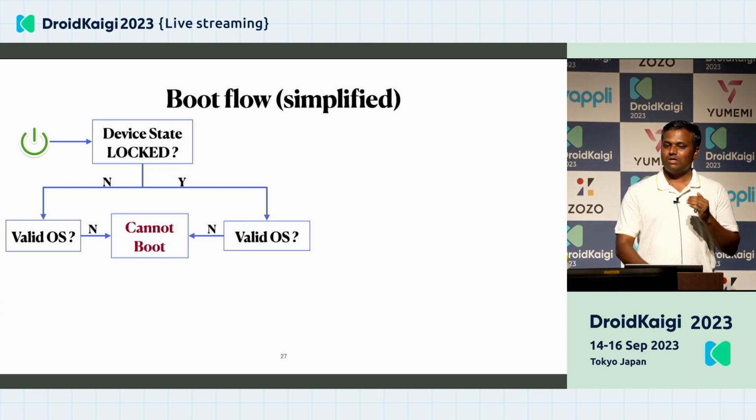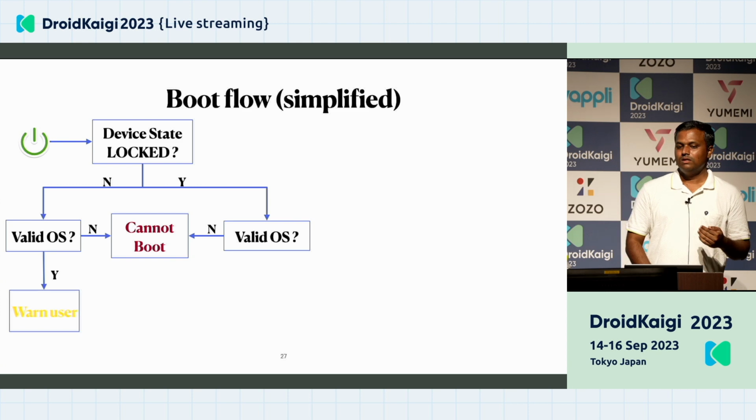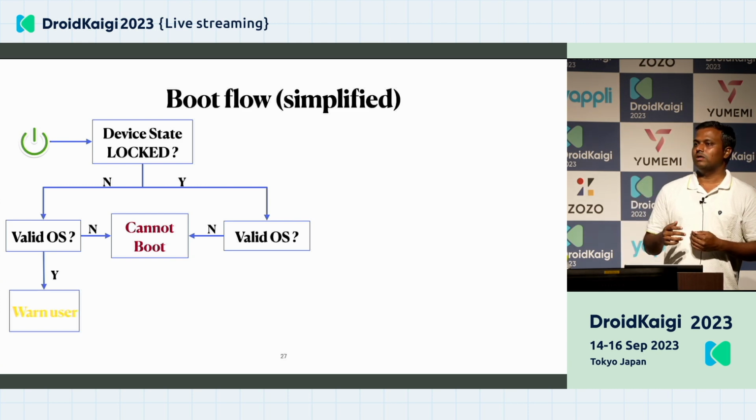If the device state is unlocked, that means custom OS, and even if the OS image is valid, then it will warn the user that the device state is unlocked. So the OS version which you are using might be a risky one. So a warning will be shown to the user, and the user needs to handle that.